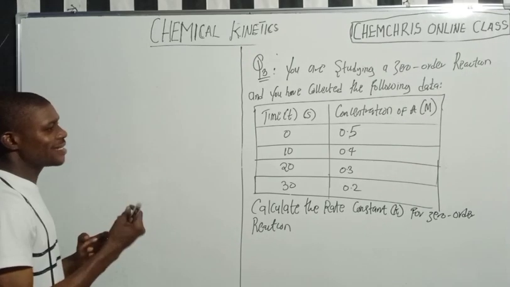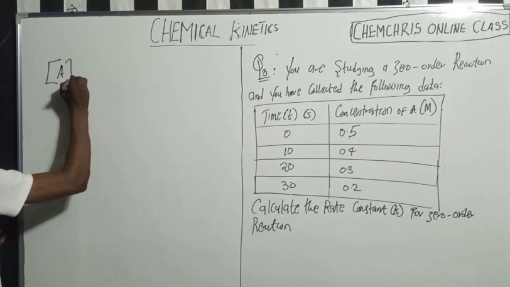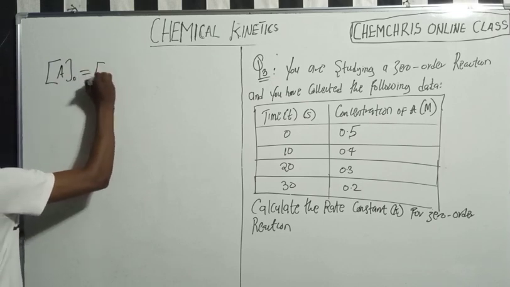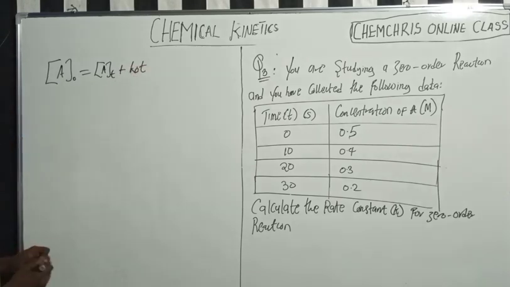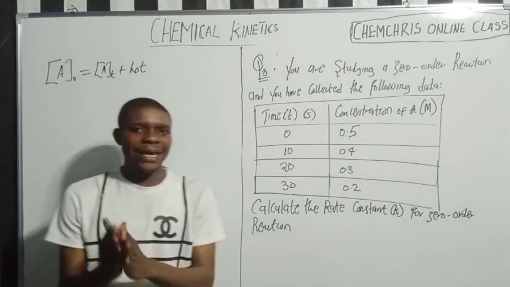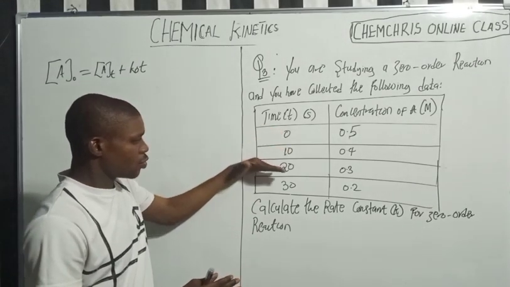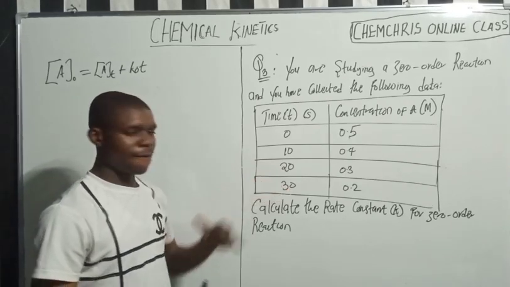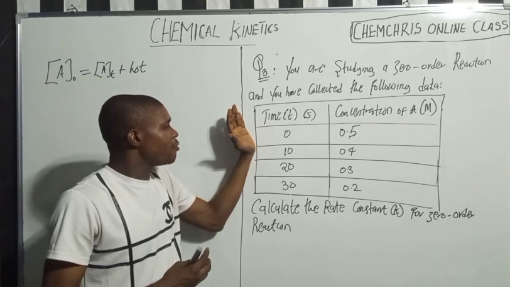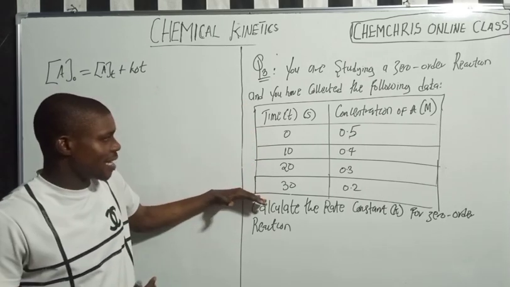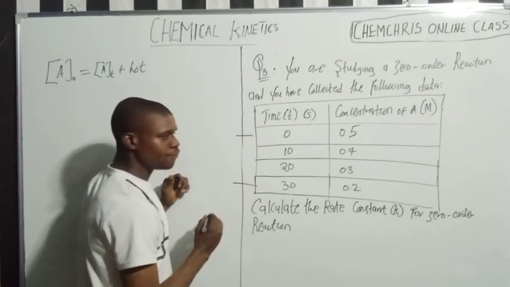Because it says zero order reaction, I'm going to write it out. A naught equals A_t plus k naught t, right? Now, you can pick any one you want to use. You can see from 0 to 10 to 20 to 30. So now I have to pick from my initial time and my final time. Here is going to be the initial, here is going to be the final.